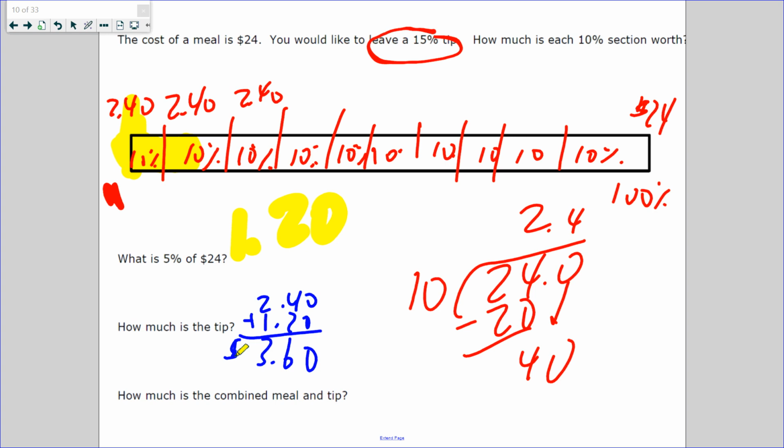So how much is the combined meal and tip? So the meal is $24. The tip is $3.60. We will have spent $27.60. And that is how to find the percent of a number using a strip diagram.